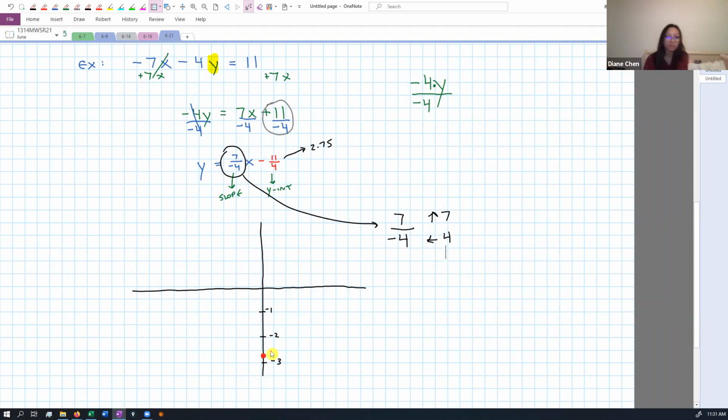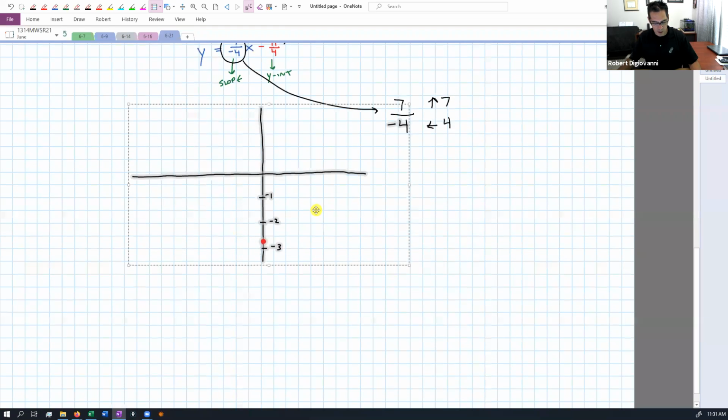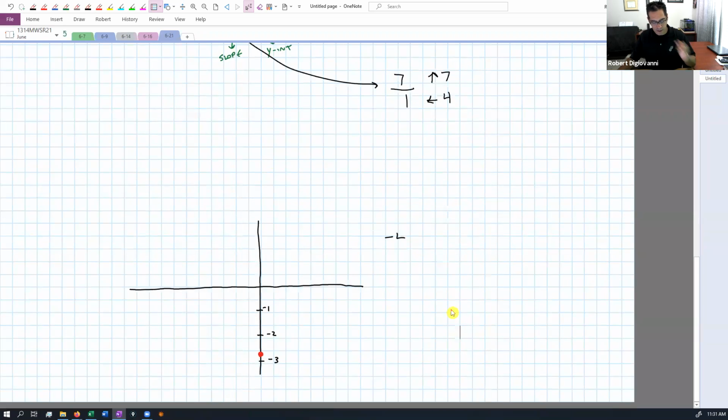Good. So from here, this is where things get a little weird because we're not exactly on a number, so we have to be careful as we move up. Up 7, I think I'm going to go off my graph. I don't think I'm going to have enough room, so I'm going to cheat. I'm going to move this whole thing down. Okay, so if I need to go up 7, here's 1, here's 2, here's 3, here's 4, here's 5. Let me go up to 6 here.